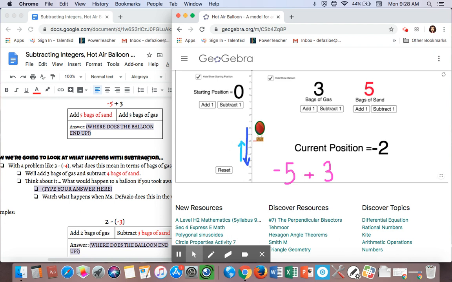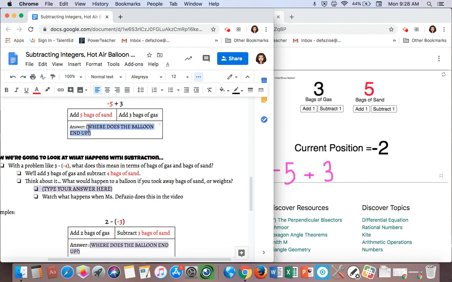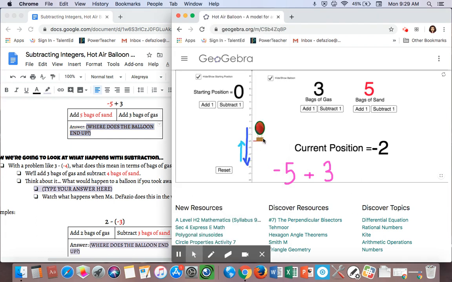And if you're hopefully still following along with your guided notes, notice where the balloon ends up. What are we typing here? Your answer is -2. Again, you might have known that off the top of your head because of the addition problems we've been doing, but we just want to model it and use bags of gas and bags of sand, with this as just another way of thinking about it. I'm going to clear this.